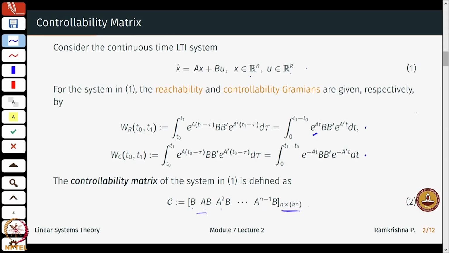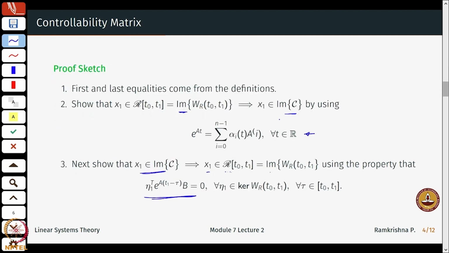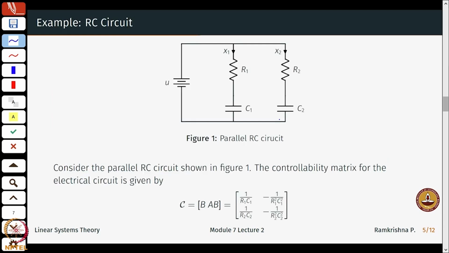Okay. So, what we prove now is this one, that this is true, and the other part of the proof, that the image of C is actually equal to the image of WC, is a very obvious consequence. The proof goes in exactly the same lines. Now, we come back to our examples.